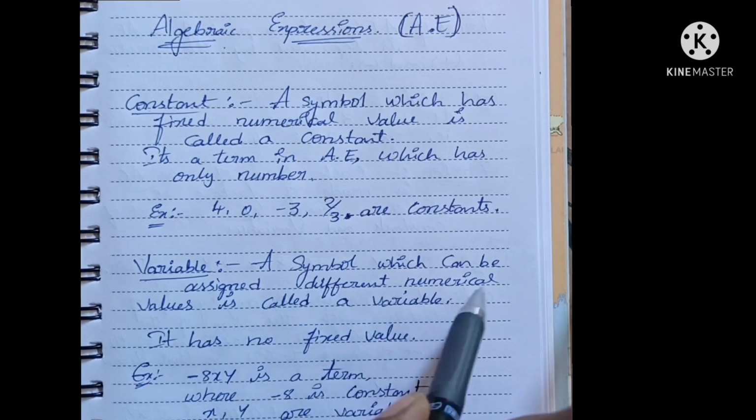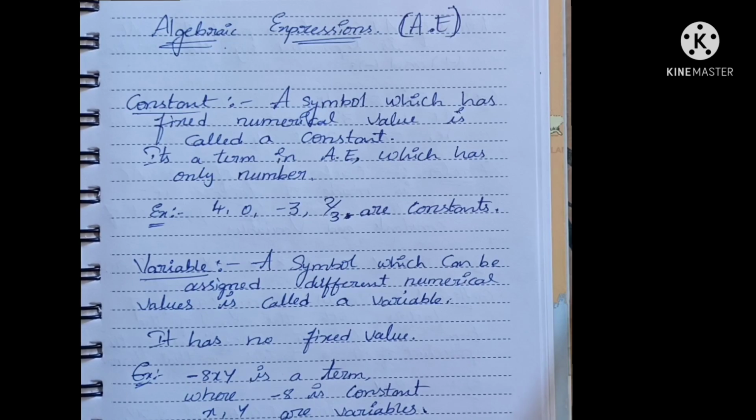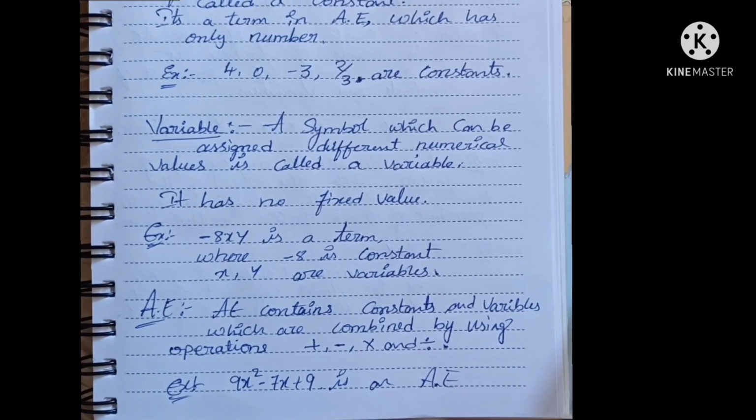Variable: a symbol which can be assigned different numerical values is called a variable. It has no fixed value. Means a constant has a fixed value, but a variable does not have a fixed value because it might have different numerical values.